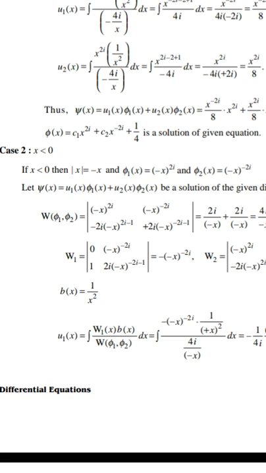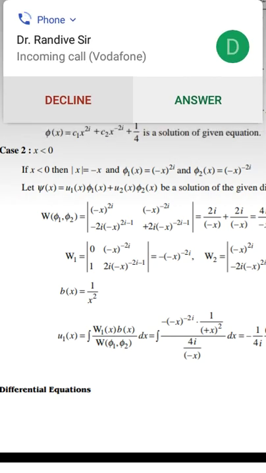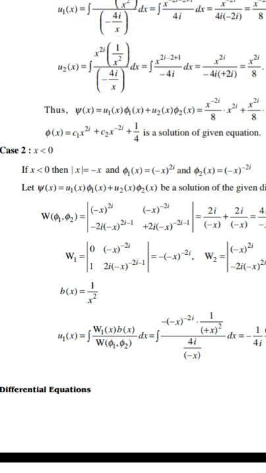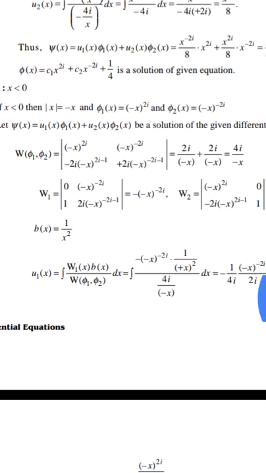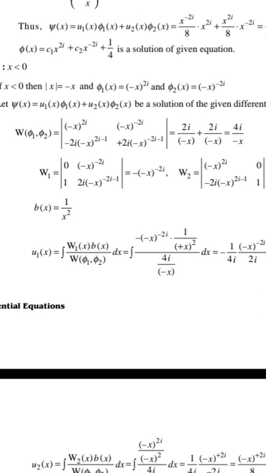W of phi 1 phi 2 is equal to the determinant of minus x to 2i, minus x to minus 2i, 2i minus x to 2i minus 1, minus 2i minus x to minus 2i minus 1, which is equal to 4i divided by minus x. And w1 is equal to the determinant of 0, minus x to minus 2i, 1, minus 2i minus x to minus 2i minus 1, which is equal to minus x raised to minus 2i.